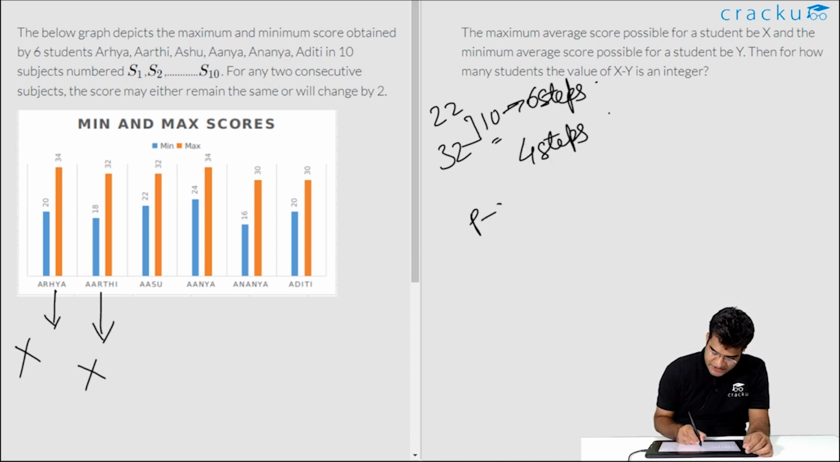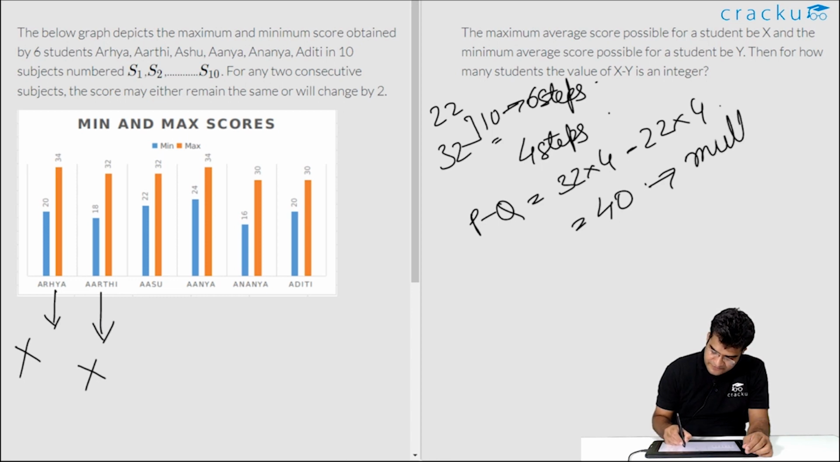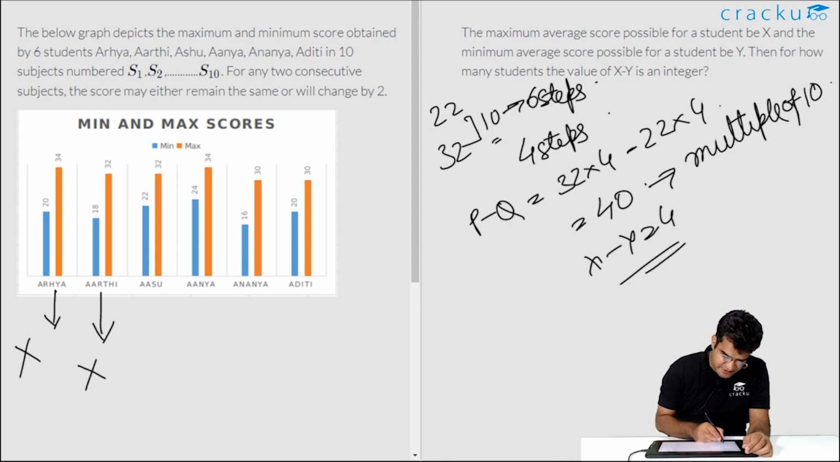So P minus Q will be, we can automatically put it as 32 into 4 minus 22 into 4, which is equal to 40. And this is a multiple of 10. Therefore, in this case, x minus y will be equal to 4, which is an integer. So, in the case of Asu, it is correct.